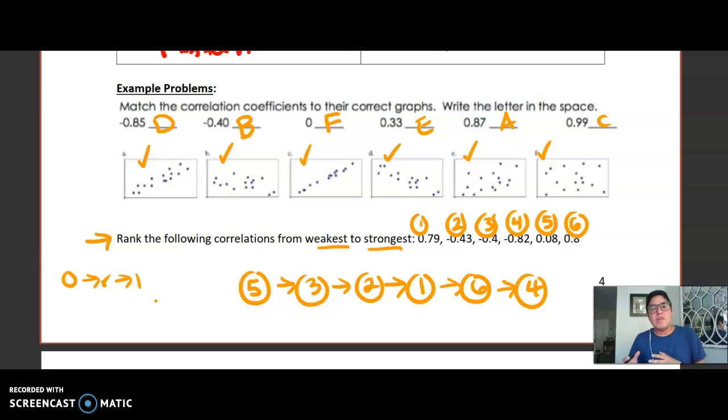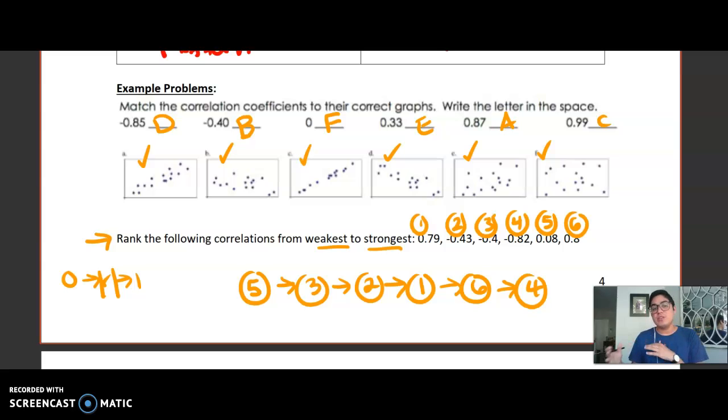Next up, in that following example, it says rank the following correlations from weakest to strongest, meaning I'm going from 0 to 1. And sorry, let me add my notation here. I looked at the absolute value of r, because again, the strength is measured by the absolute value of r, the direction is just given by the sign. So my weakest one here would be positive 0.08, because that's closest to 0. The next weakest one would be negative 0.4, because that's still weak, and the negative sign doesn't matter, because the absolute value is still 0.4.